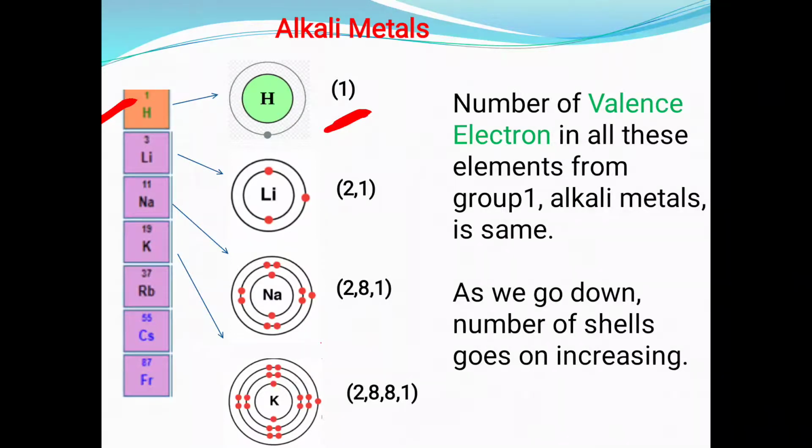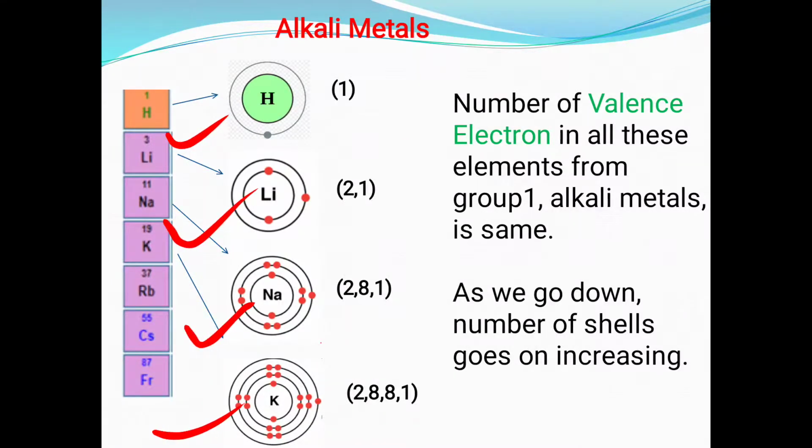Hydrogen also has 1 electron in its outermost orbit. Lithium also has 1 electron. Sodium also has 1 electron. Okay. So this is the common thing present in all these elements belonging to the same group. There is a difference between their arrangements. What is the difference? The number of shells in hydrogen is 1. The number of shells in lithium is 2. The number of shells in sodium is 3. The number of shells in potassium is 4.